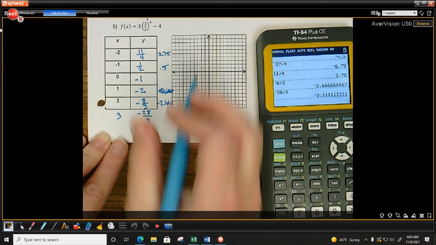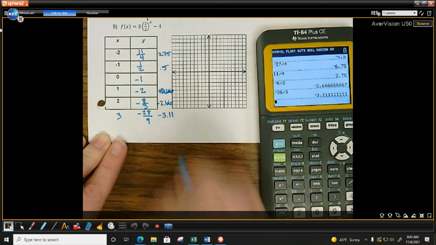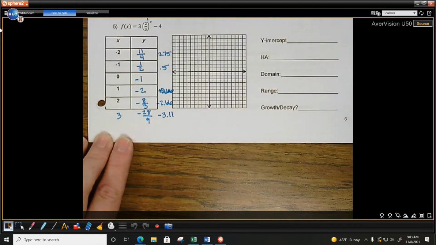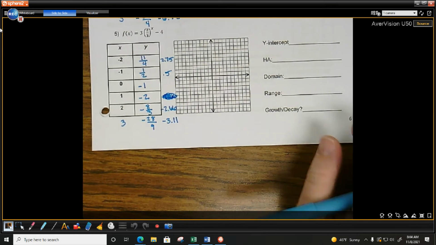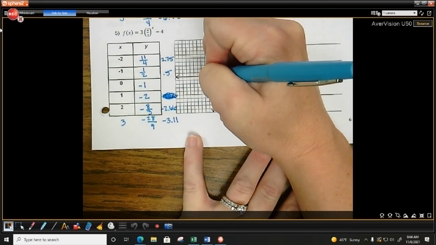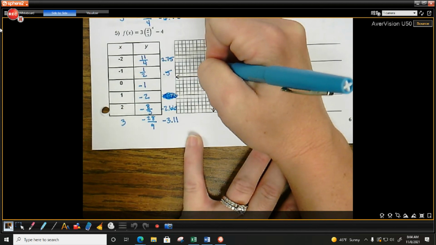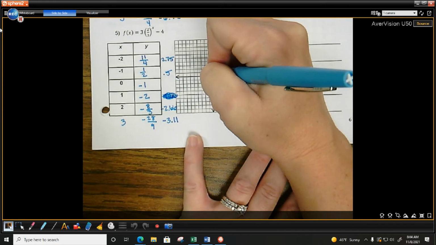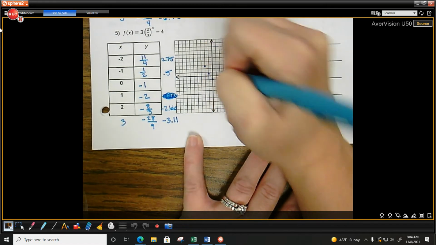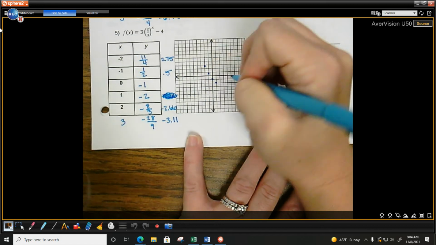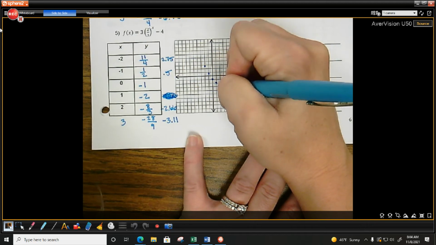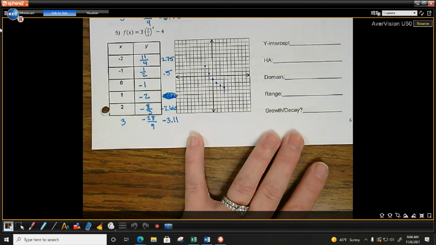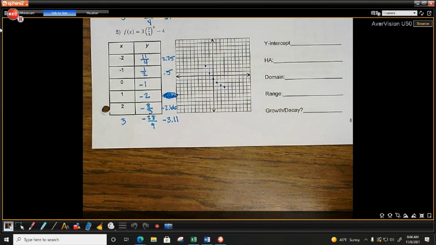So I found my equivalent decimal values for those fractions that we had. So -2, almost 3, 2.75. -1, 0.50, -1, 1, -2, 2, -2.66, 3, -3.1. Now again, before you draw your curve, especially this time because my boundary line is no longer the y-axis, sorry, the x-axis. My boundary line is no longer the x-axis.